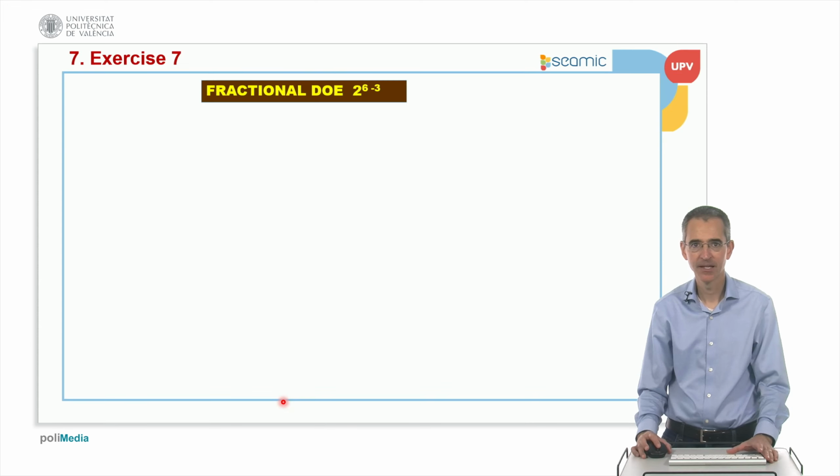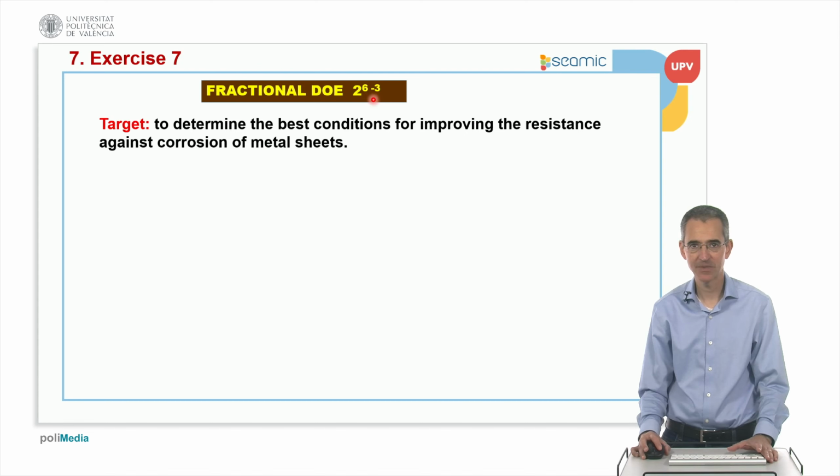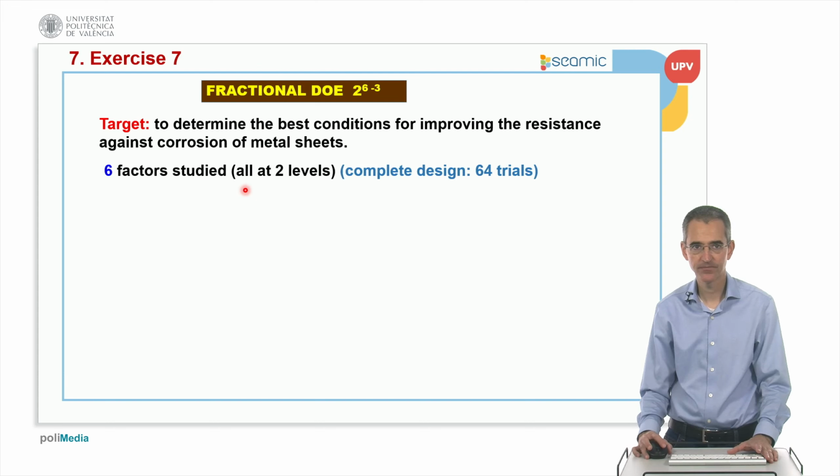Applications of ANOVA. This exercise number 7 is a fractional design of experiment that is called 2 power to 6 minus 3. It means that we have 6 factors at 2 levels, but it is a fractional factorial design, which means that it is not complete. The target is to determine the best conditions for improving the resistance against corrosion of metal sheets. So we have studied 6 factors, all of them at 2 levels.